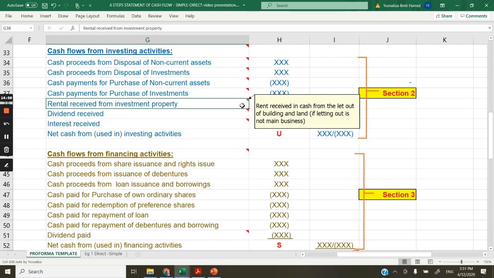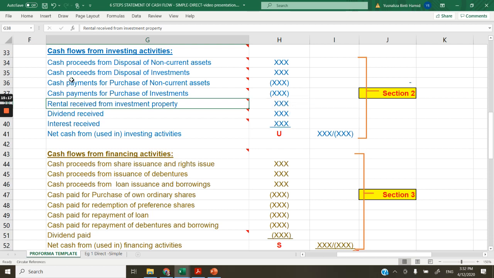The building that is being let out, which is not the main business of the entity, is a source of investing activities. So that rental income is what you will debit bank and credit rental income. That was going to be your investment property item under rental received, and that will be again your inflow.